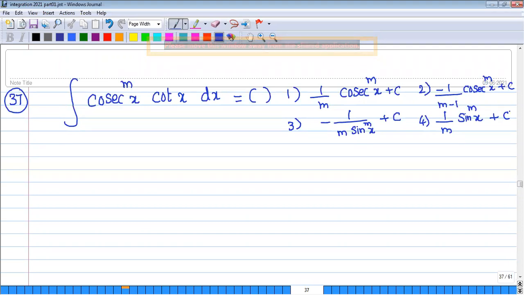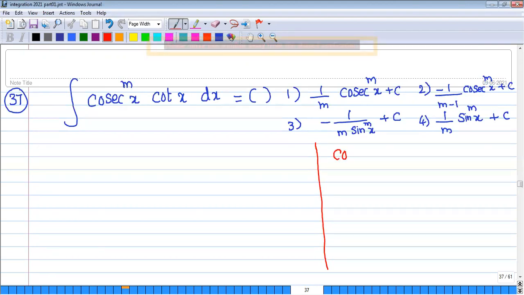See, if you say cot x is t, there is no use. If you say cosecant x is t, the cosecant x derivative is minus cosecant x cot x, but we don't have cosecant x cot x. So we need to split cosecant x whole to the power of m as cosecant x to the power of m minus 1 into cosecant x. Right, so the first manipulation needs to be done.